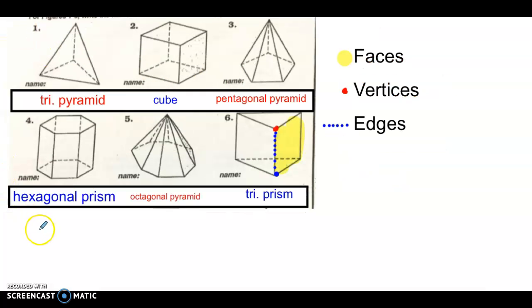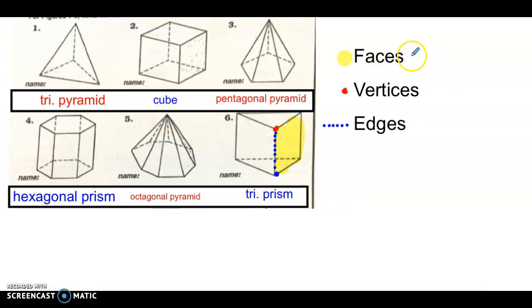Here are the answers. Hopefully you can see if it's a hexagon on the bottom, it's either going to be a hexagonal prism or pyramid, and because it has two congruent bases, that's a prism, whereas this has an octagon as the base and only one base, not two, so that's a pyramid.